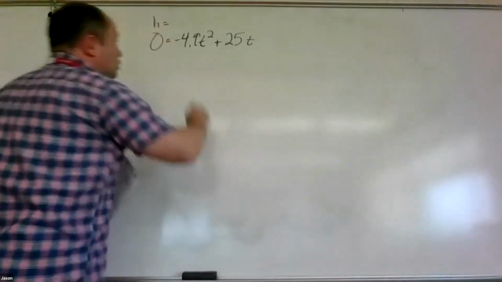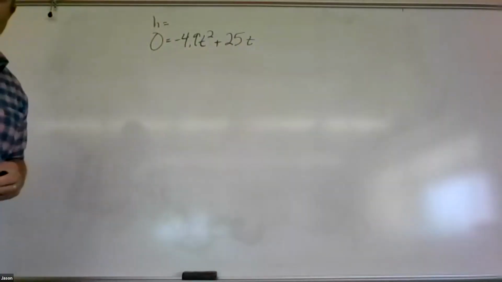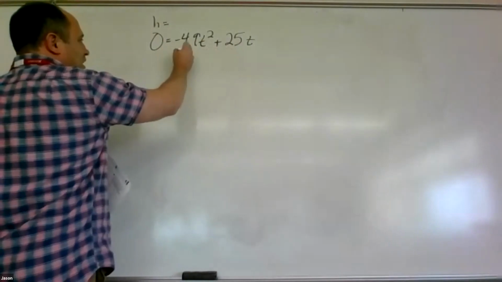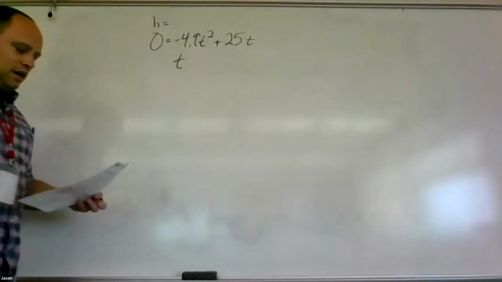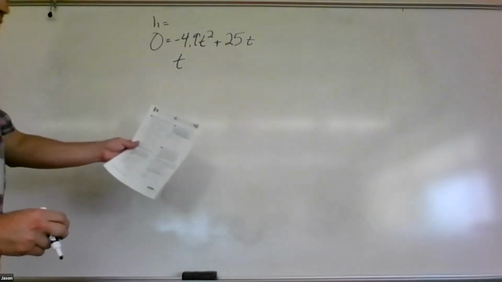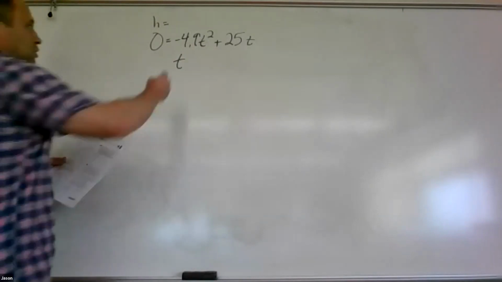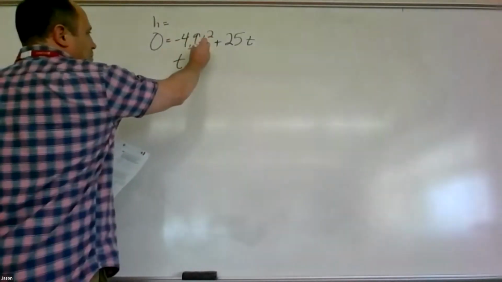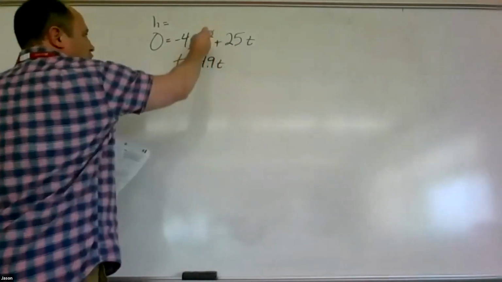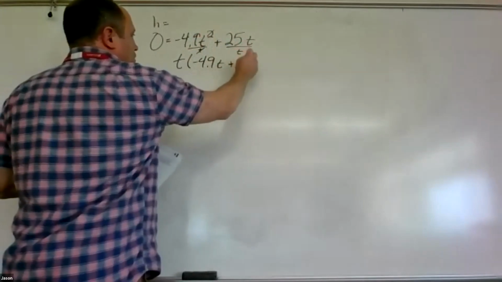I'm going to take a t out of both of these. If this was a 5, I could take a 5 as well. But otherwise, there's no number that goes into both of those. But I can take a t out, okay? And what I did on the quiz, or excuse me, on this form, is I did not take a negative out, but I could. You don't have to. So if I take a t out of here and I divide that by t, I'm left with negative 4.9 t, because the 2 would cancel with that. If I divide that by t, I'm left with a plus 25.